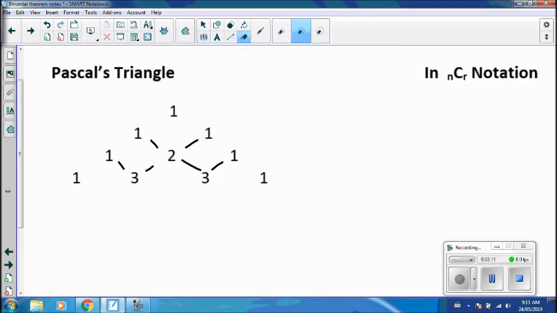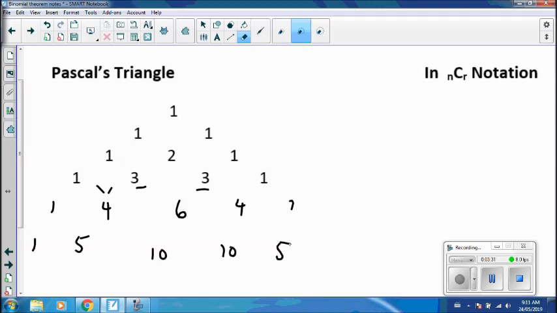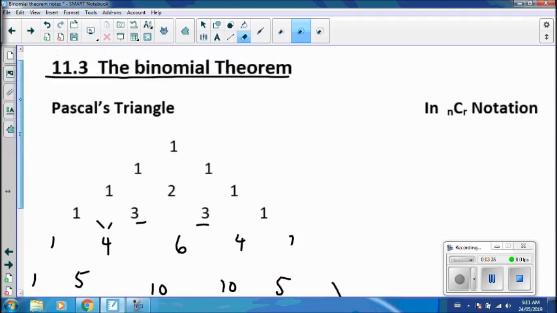So if we were to add a row or 2 to this, I would have the 1s cascading down the side. This would be 4. This would be 6, because I've got 3 and 3. And then 3 and 1, that would be 4 again. So I have 1, 4, 6, 4, 1. Another row, there's a 1. This is a 5, a 10, another 10, a 5, and then a 1 on the outside. And so that's Pascal's triangle, and that's the pattern.